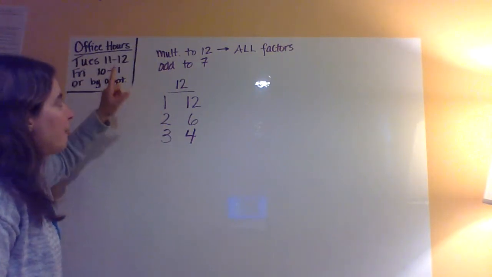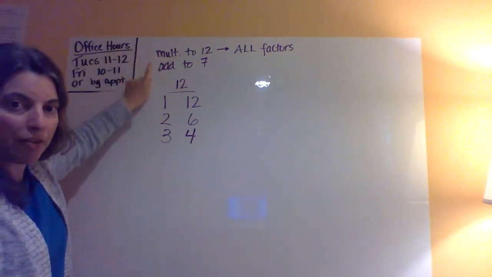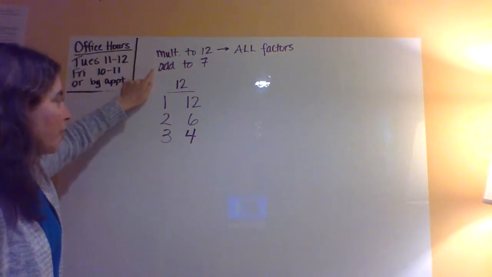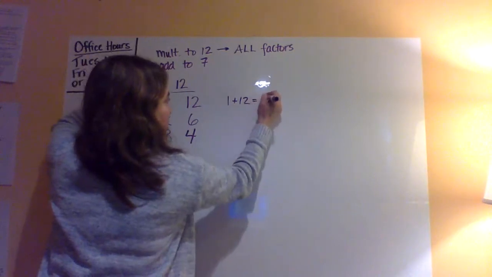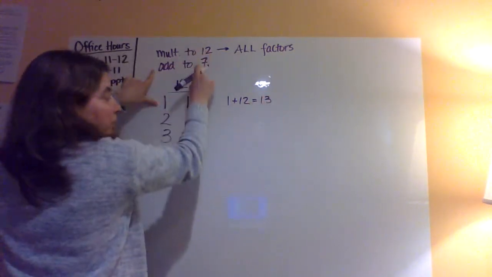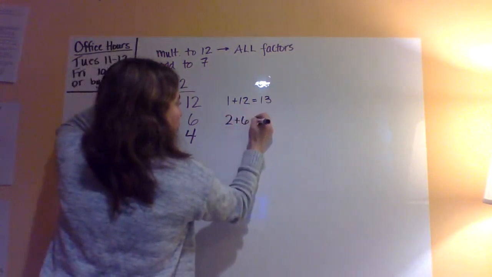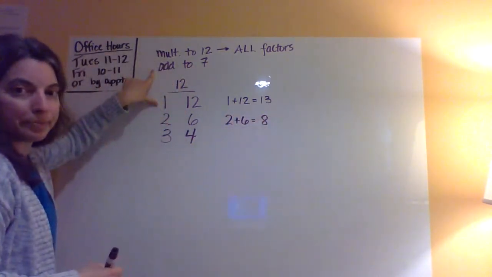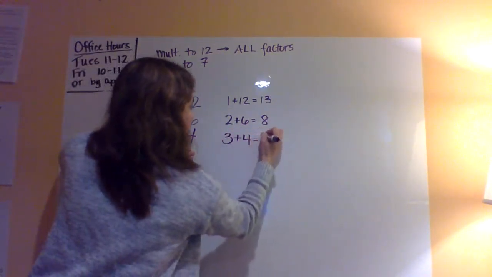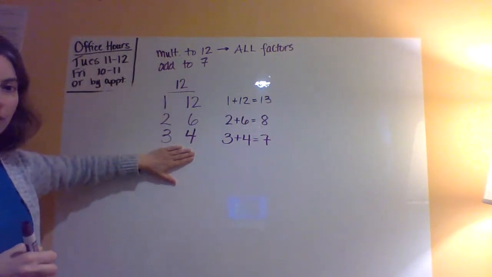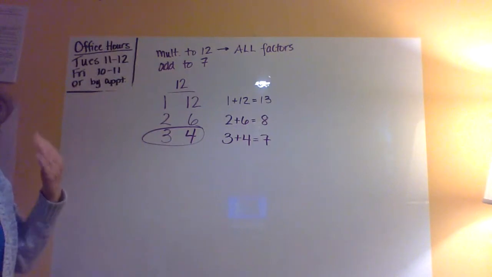So no matter which of these pairs I pick, I've made this true. I want to find out which of these also make this one true. Well, obviously, if you add these two, I'm going to get 13. So even though they multiply to 12, they don't add to 7, they add to 13. These two multiply to 12, but they add up to 8. These two multiply to 12 and add up to 7. So this is my pair of numbers that I want, 3 and 4 on those lines.